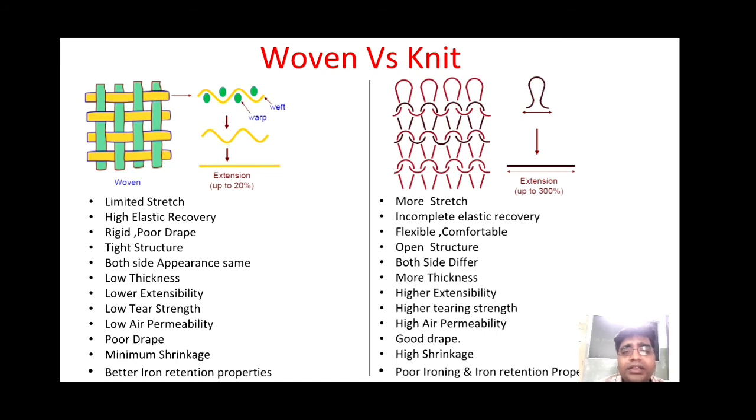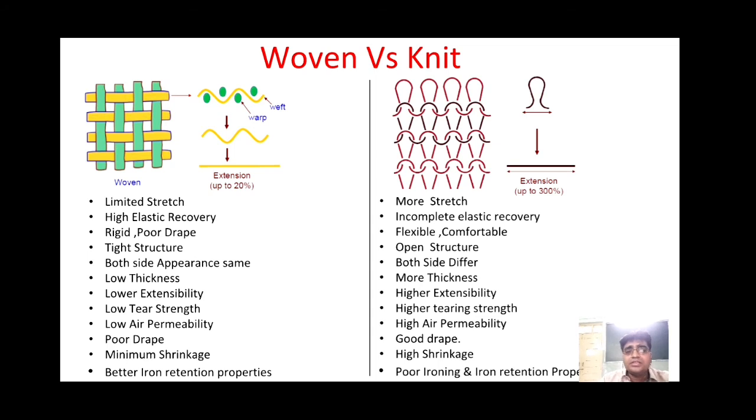Now another differentiating point is the both-side appearance, especially when we talk about the plain view. If you take the plain view of the woven fabric, you will find that both sides of the fabric are the same. Whether you look at the face side or the back side, both sides are the same. Whereas in the knitted fabric, both sides are not the same, especially single jersey fabric. The face side differs somewhat, and the back side differs somewhat.